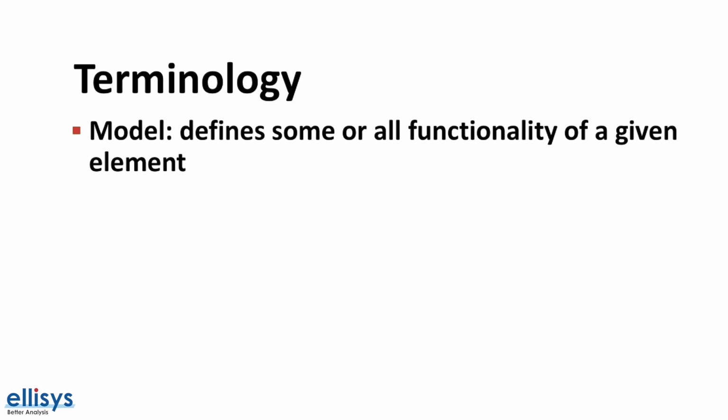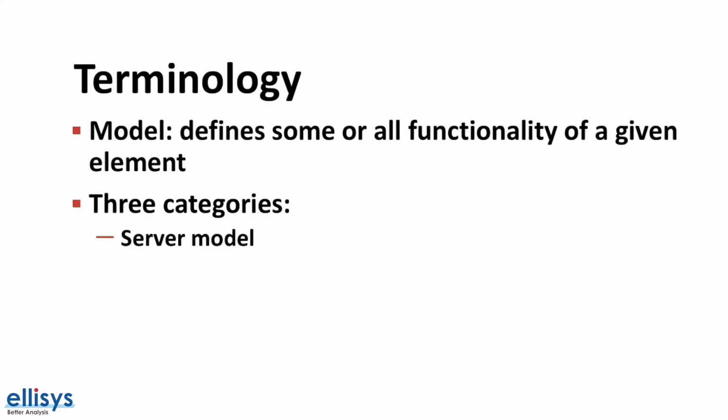A model defines some or all functionality of a given element. Now, there are 3 categories of models. First, we have the server model, which is a collection of states, state transitions, state bindings, and messages which an element containing the model may send or receive. Next, we have the client model. This does not define any states, but rather it focuses on the messages such as the get, set, and status messages sent to a server model.